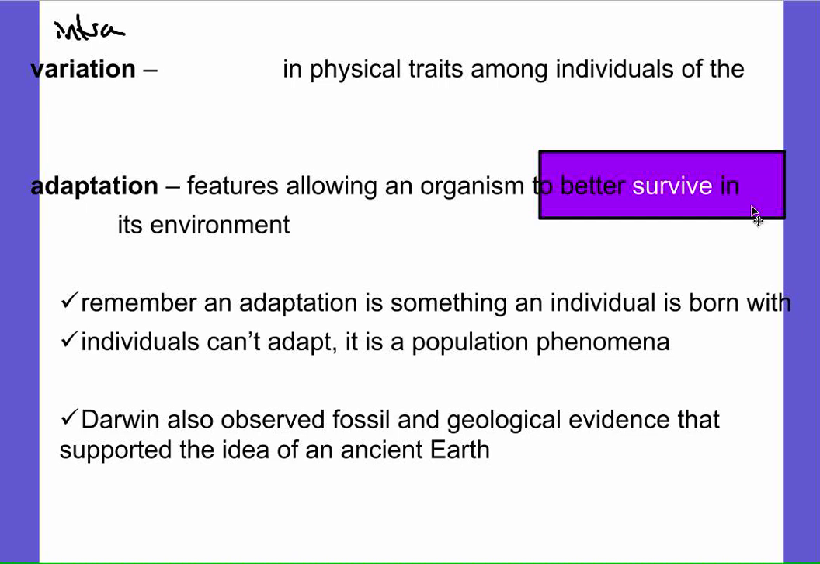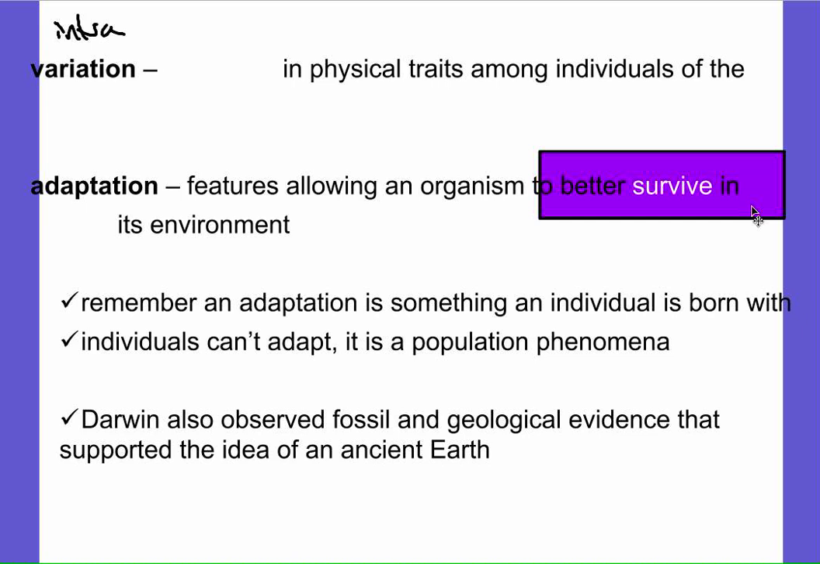Some things to remember: adaptations are things that individuals are born with. They don't choose to have them, right? I was born with a thumb. I didn't decide, oh, that'd be useful one day and just paste it onto my hand, right? Otherwise, individuals cannot adapt themselves, right? It's a population phenomenon. Some individuals will have that trait, some individuals won't. But as far as the population is concerned, that's good that there's differences because it can evolve, right? A species can evolve because the different traits can be selected for.